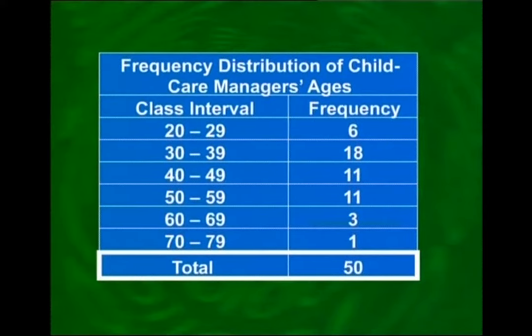Of course, the sum of the frequencies is 50, exactly the number of managers that we had in our data set. So, this is how we have consolidated a pile of 50 numbers into a compact and comprehensible tabular form.